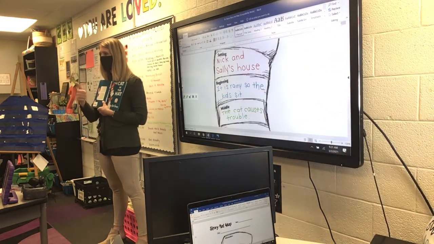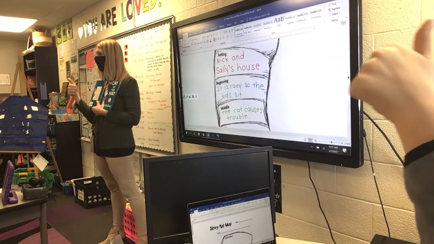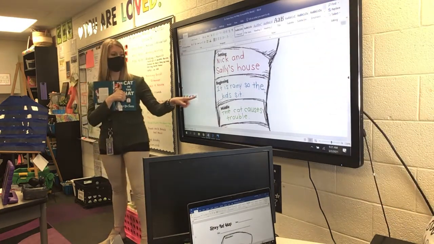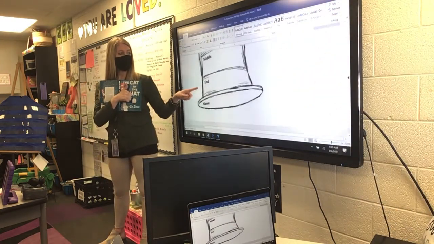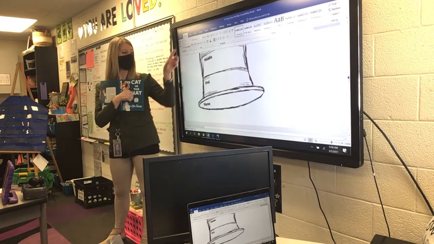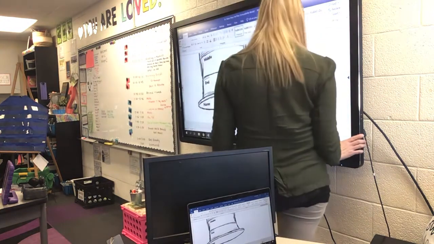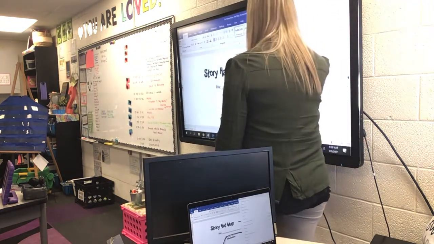Wyatt, are you done? Okay, thumbs up so I can see. Libby, are you done? Thumbs up? Okay, I see all thumbs up. Let's go on to the last one. The very ending. It says name on the story, and it does say name at the bottom, but we're not there yet. We're gonna do the ending first.